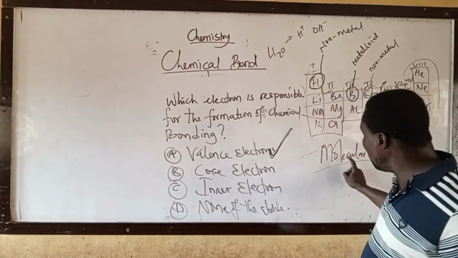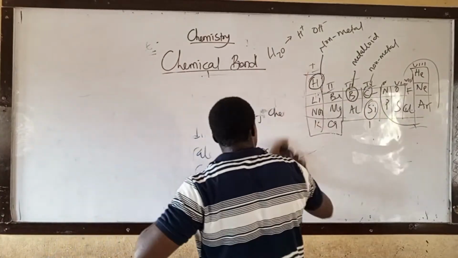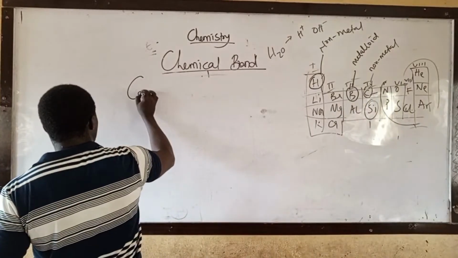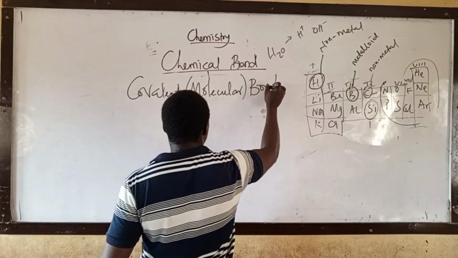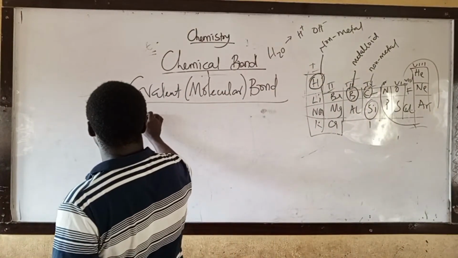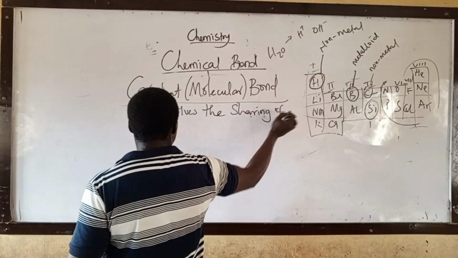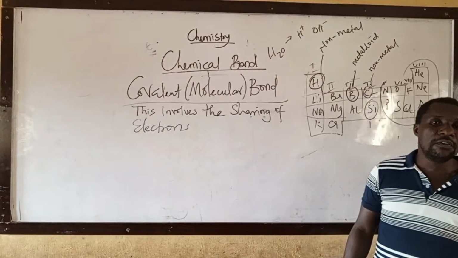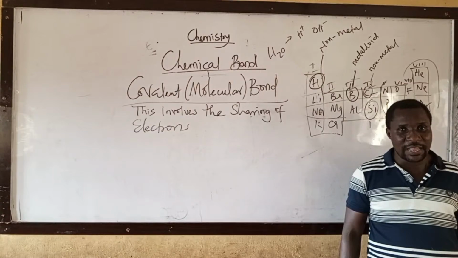Okay, let's move on. Molecular bond now. Don't forget, another name for molecular bond is covalent bond. Covalent bond or molecular bond. This involves the sharing of electrons. Sharing of what? Electrons.